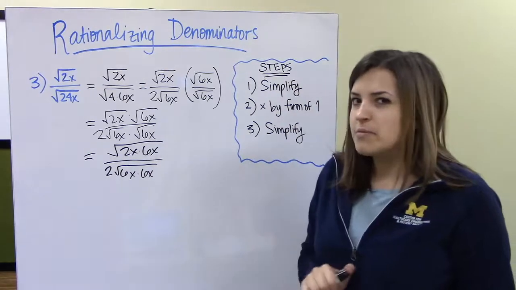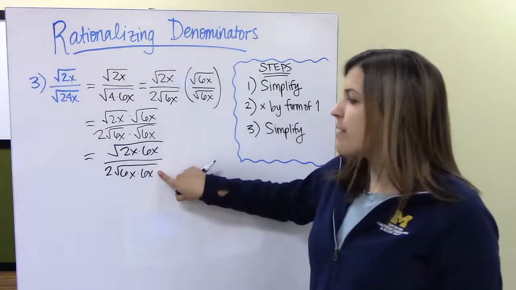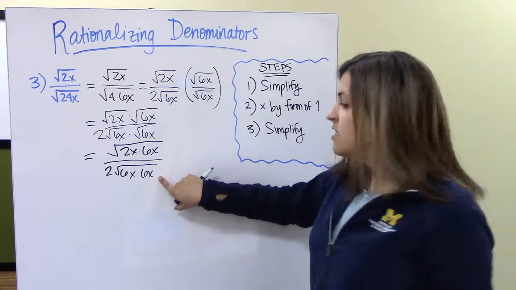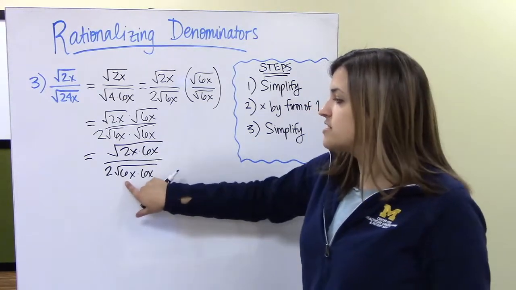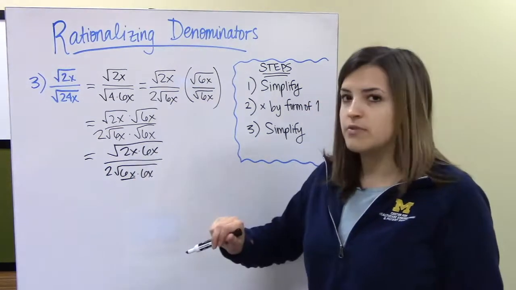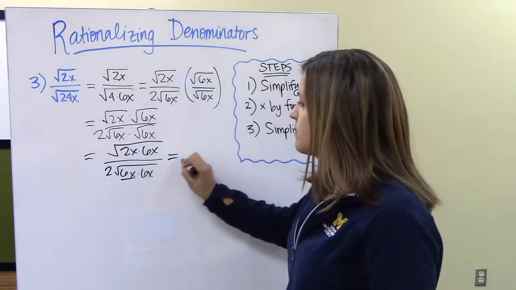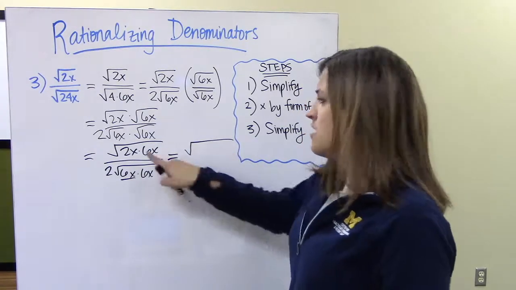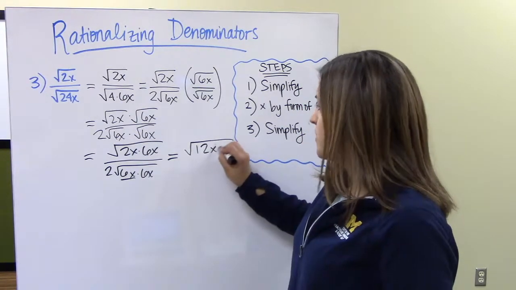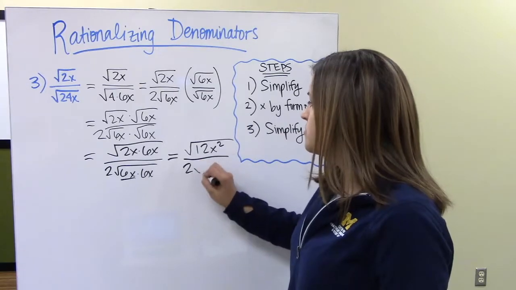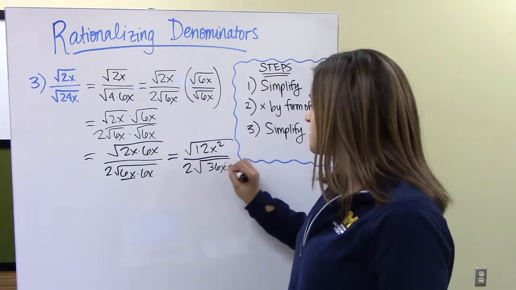By now you might be able to see a pattern. This part in the bottom here is always going to be factored out into just one of these. And what I mean by that is I'm going to get, if I rewrite this again, all multiplied out, the top is going to be 12x squared, and the bottom is going to be 2 square root of 36x squared.